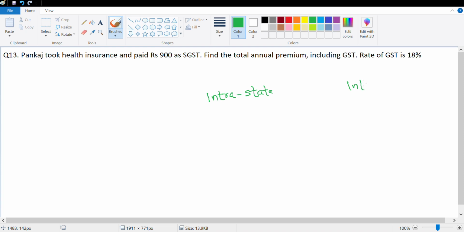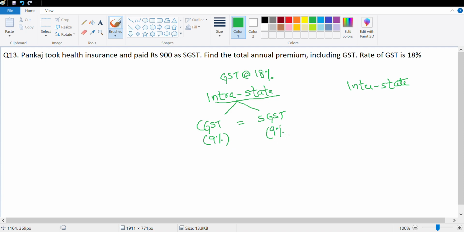As the name suggests, intrastate is within the same state. In this case, the GST has two components, CGST and SGST. Both these components are equal. So if the GST rate is 18%, then CGST will be calculated at 9%, which is half of the GST rate, and SGST will also be calculated at 9%.